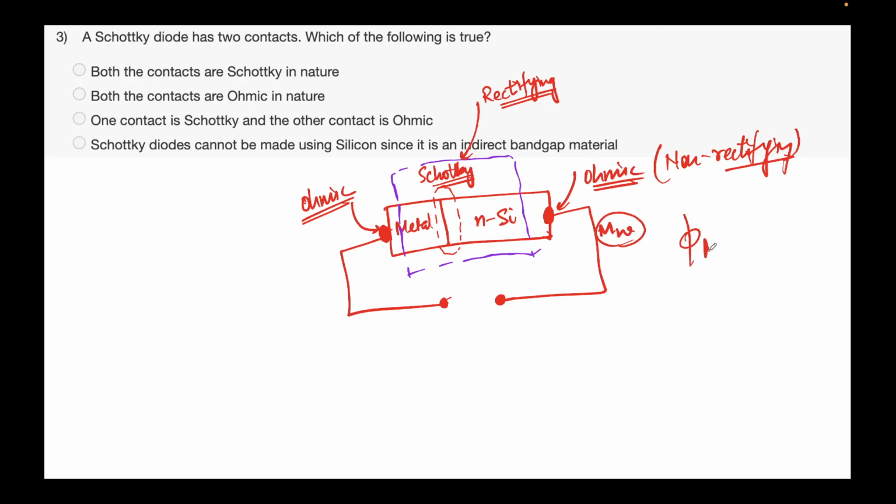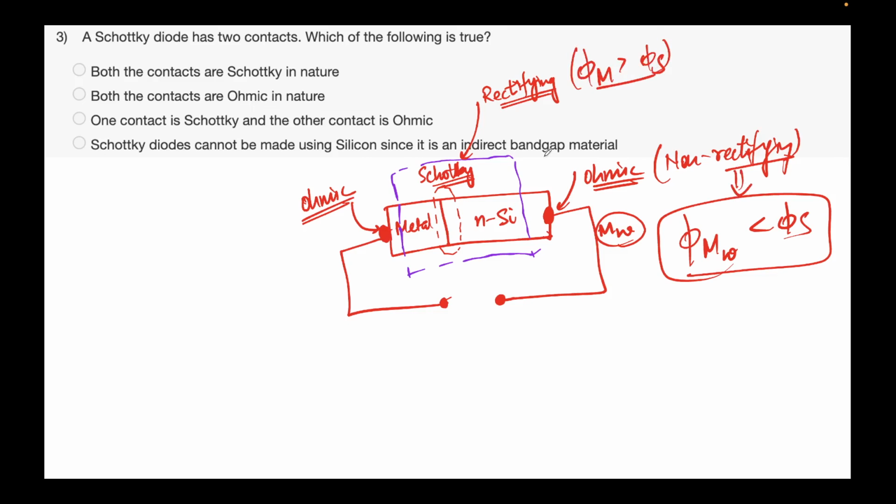Okay, so we have seen that for rectifying I'll make phi m greater than phi s. Please remember, phi's are the work functions, so phi m greater than phi s will make a rectifying contact. And for this connection with the wire, I'll need to make it non-rectifying, or ohmic in nature. So what we see is that in this Schottky diode, one of the connections is Schottky in nature, the typical Schottky that we encounter, while the other terminal is ohmic. So this is a Schottky diode: one contact is Schottky and the other is ohmic.